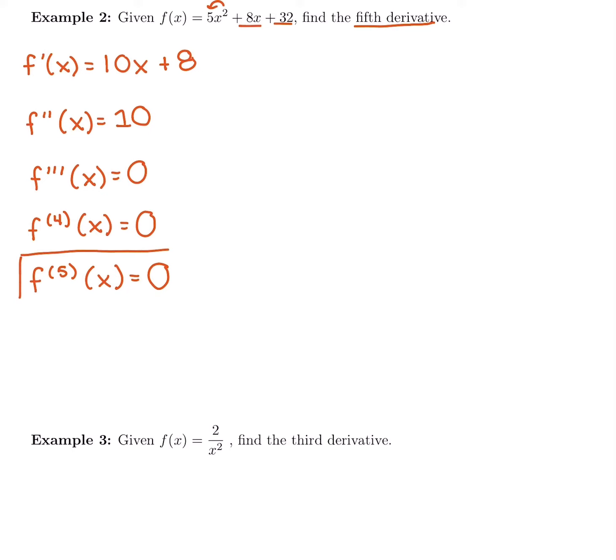So it probably takes more time to label all 5 functions than it does to actually take all 5 derivatives. But there, we've done it. We've shown all 5 derivatives.